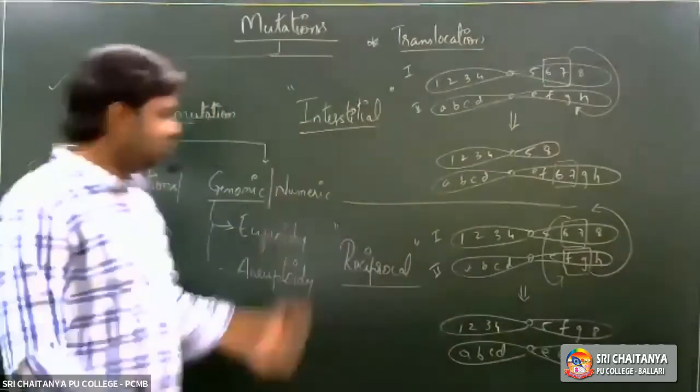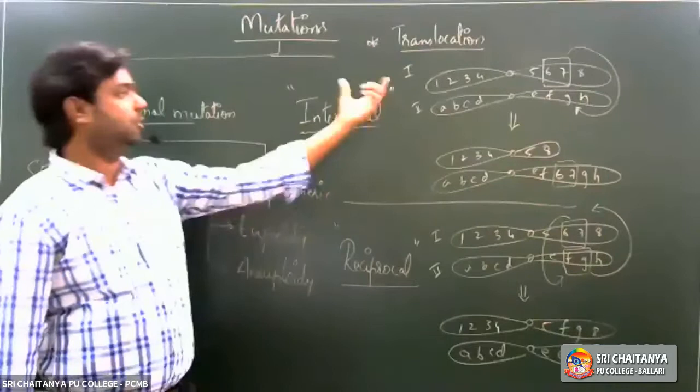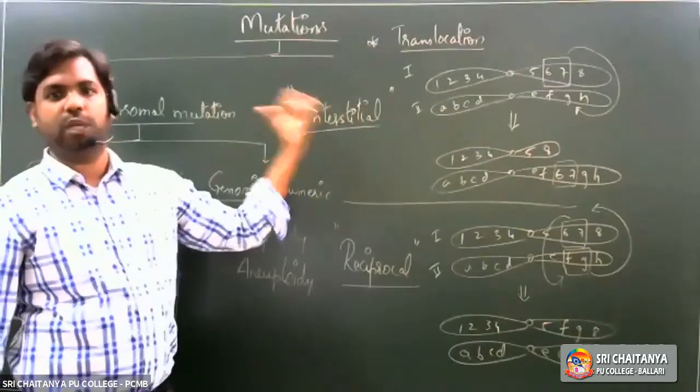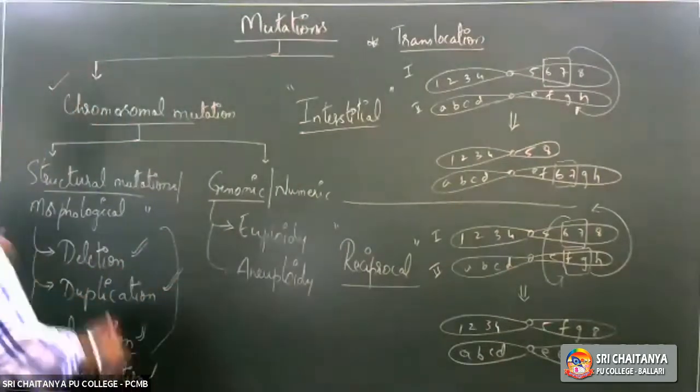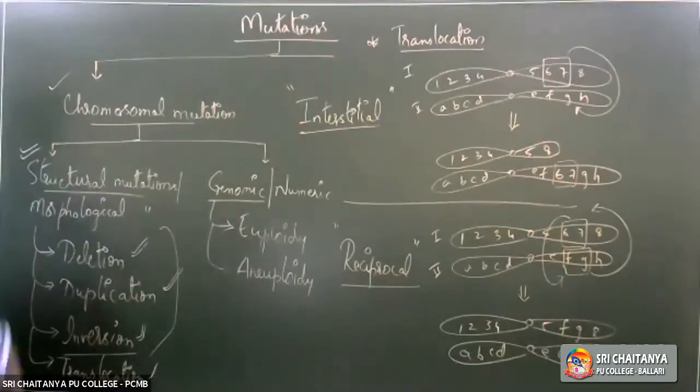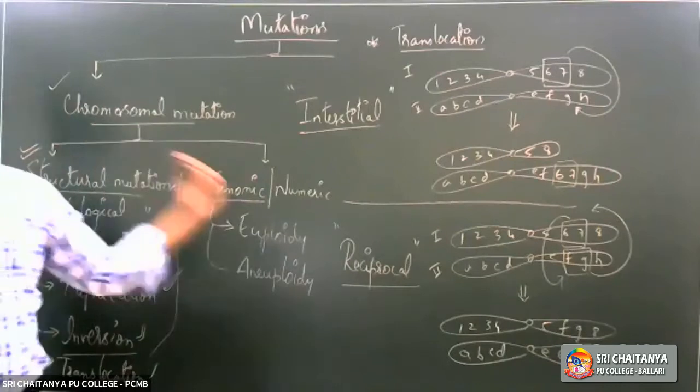This type of translocation we start calling reciprocal translocation. So under translocation, we have interstitial translocation as well as reciprocal translocation. Right? So this is what we have as the first type of chromosomal mutation, which we call structural mutation or morphological mutation, or we also call it chromosomal aberration.